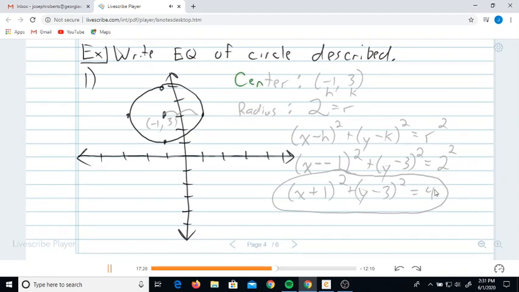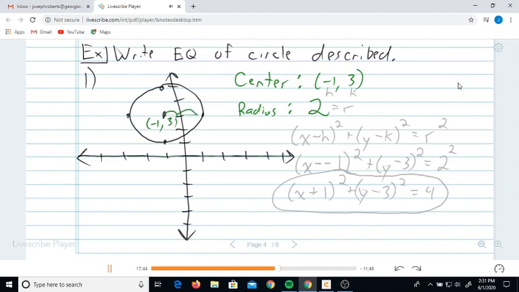Instead of going from the equation to the graph, let's go from the graph to the equation. So what we need to do first is figure out our center and radius. So the center is at negative 1, 3. We get that just from studying the graph, and the radius is 2. Notice every point on the circle is 2 units away from the center.